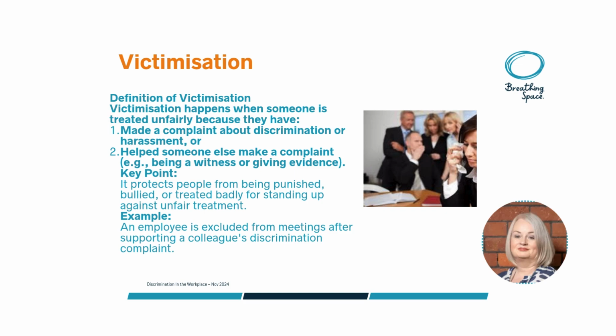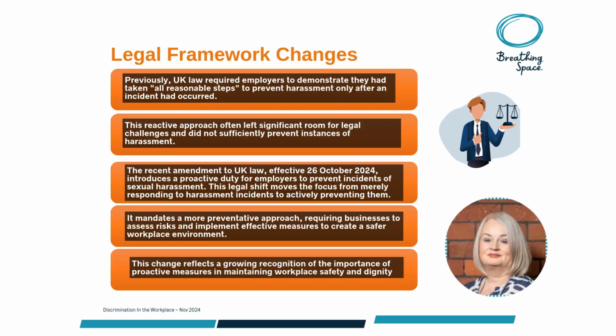Victimisation now. So what is victimisation? Victimisation happens when someone is treated unfairly because they have, one, made a complaint about discrimination or harassment, or two, helped someone else make a complaint, for example being a witness or giving evidence. It protects people from being punished, bullied or treated badly for standing up against unfair treatment. An example of this is an employee excluded from meetings after supporting a colleague's discrimination complaint.